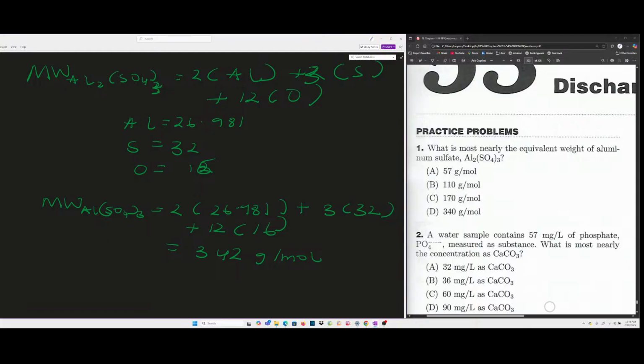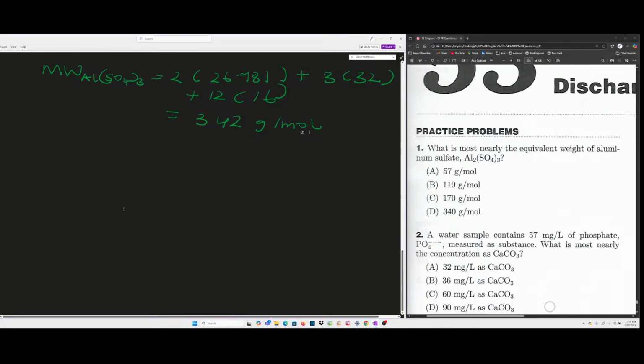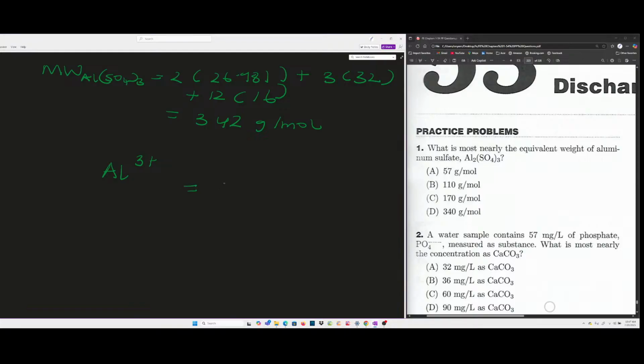So we have 342 gram per mole. So what we're going to do, the oxidation number of what? The oxidation number of aluminium ion. Aluminium ion, based on the periodic table, has an oxidation number of 3 plus. Since we have 2 aluminium, the oxidation number is going to be what? 6 plus. So we're going to have 342 divided by 6. And when we do that, it's going to be closest to 57 gram per mole, which is A.